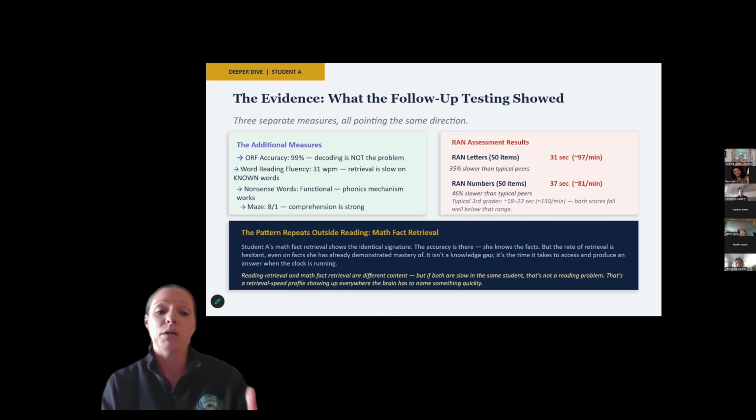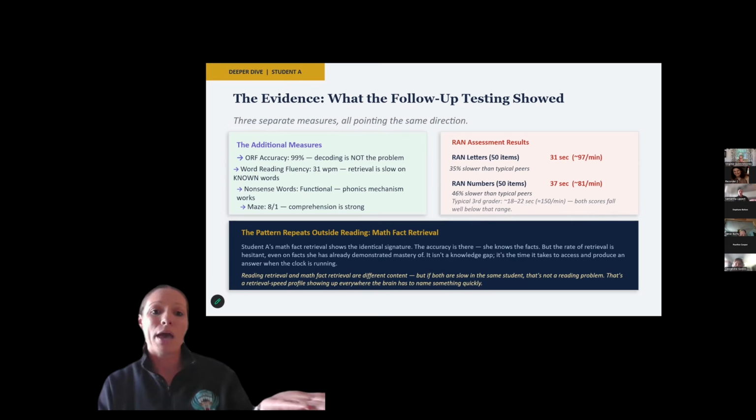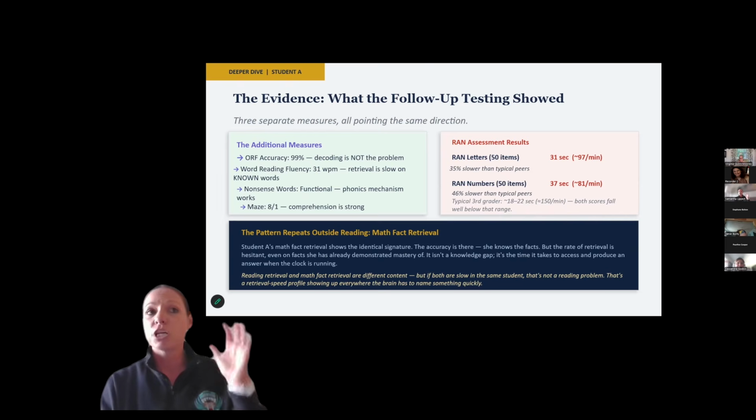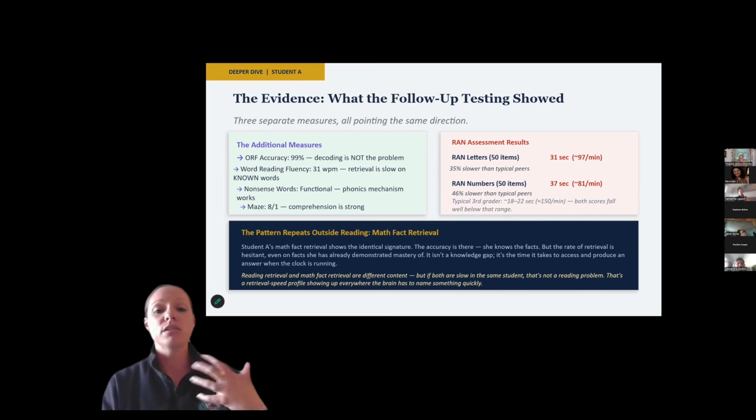Decoding wasn't the problem. So then I reached for something else that I was seeing as a pattern across also math. She was really slow at pulling her math facts in. We do timed math fact retrieval practice as well. And she could answer all of the questions. She could figure out the answers to them, but she just did it very slowly.